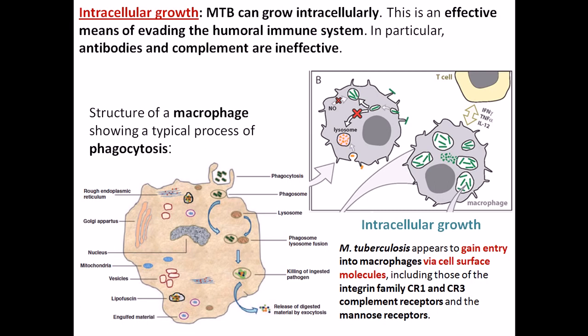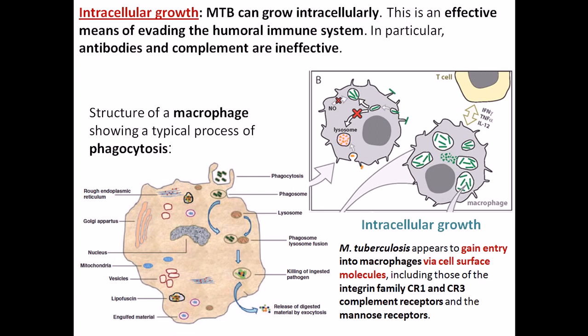Now what we can see here, the Mycobacterium tuberculosis appears to gain entry into the macrophages via cell surface molecules. The first line of interaction of the bacteria with the cell is important, and we know it is called the adhesion of the system. This adhesion is mediated by integrin family receptors, or CR1 or CR3. They are also called the complement receptors.